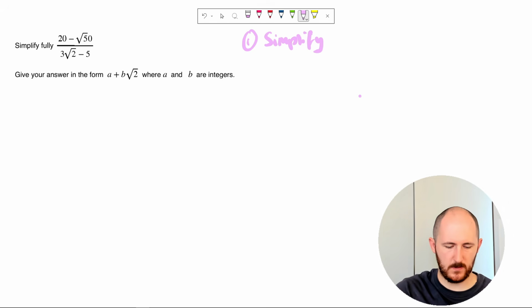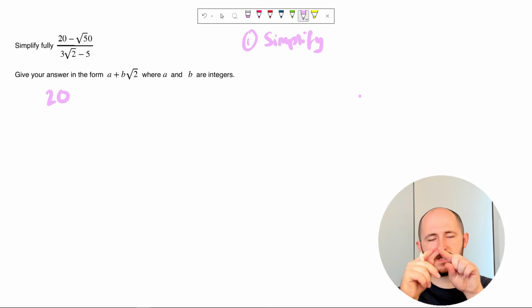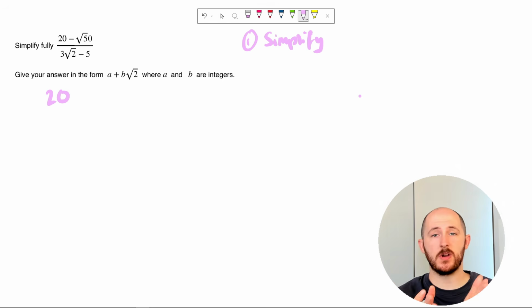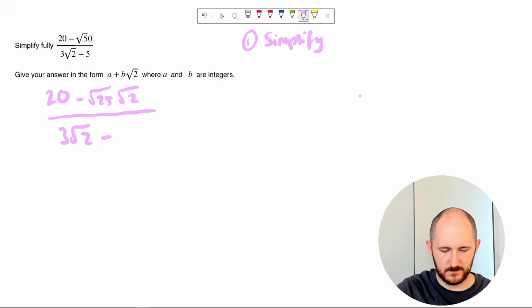So in this case, the 20 obviously can't change, but the square root of 50, I can break that up. Remember, when you simplify surds, you want two numbers. Ideally, one should be a square number. If you can't find a square number, just break it up into two numbers and keep breaking up again and again, and eventually you get a square number. That's fine. But square root of 50, I already know that I can do square root 25 and square root 2. And the bottom doesn't really change.